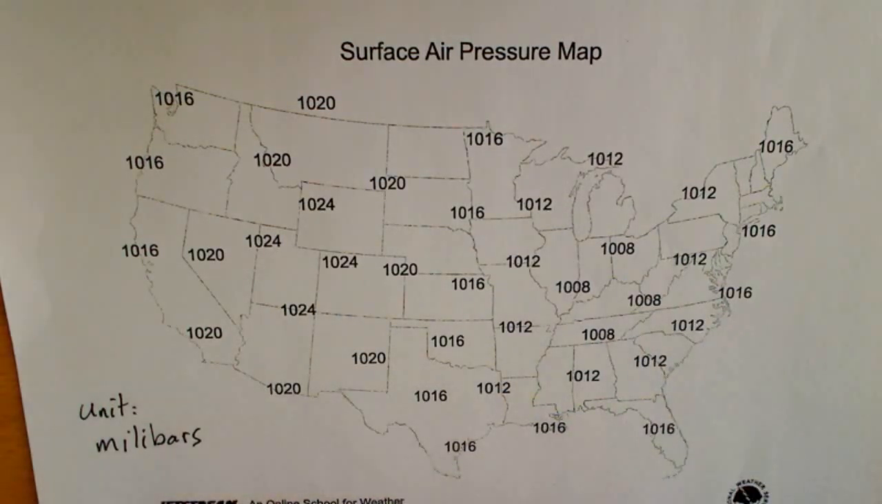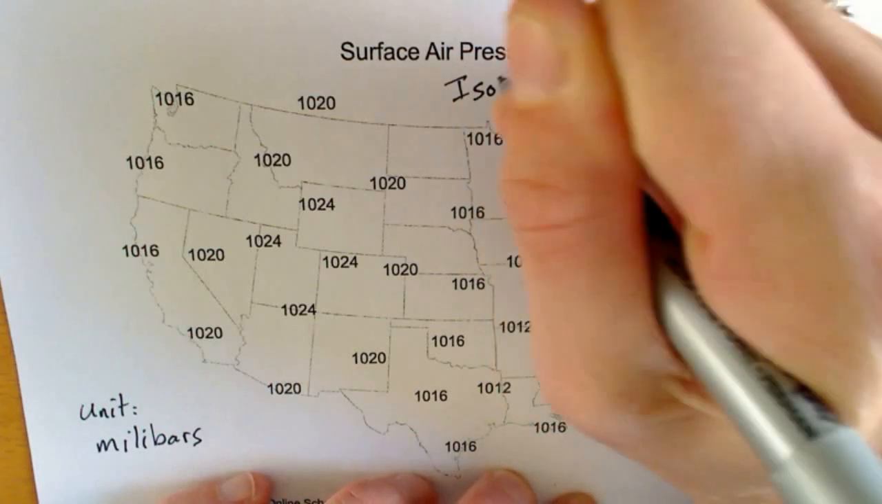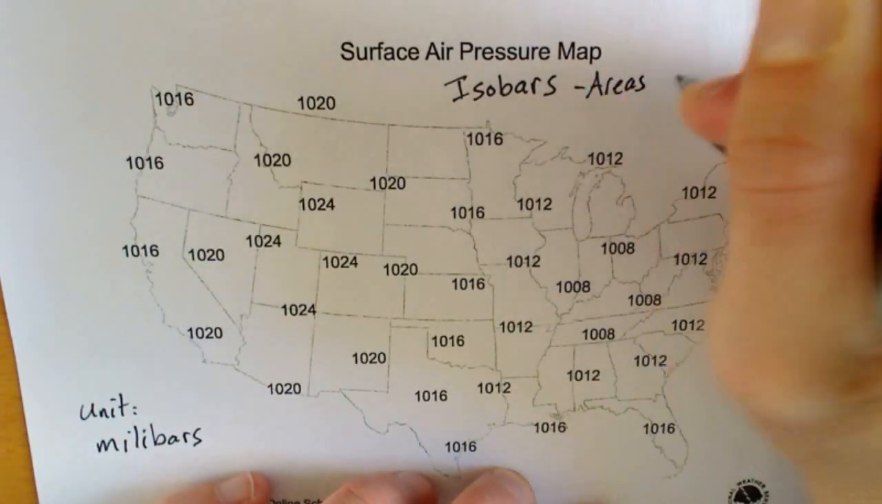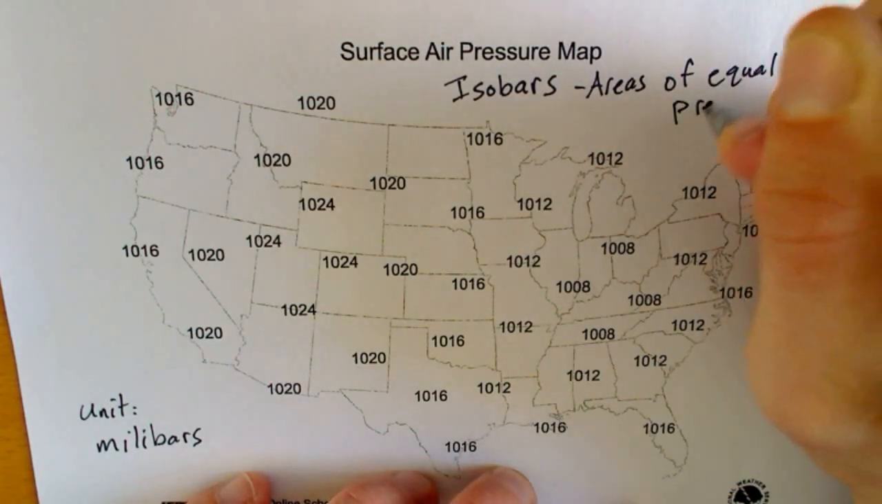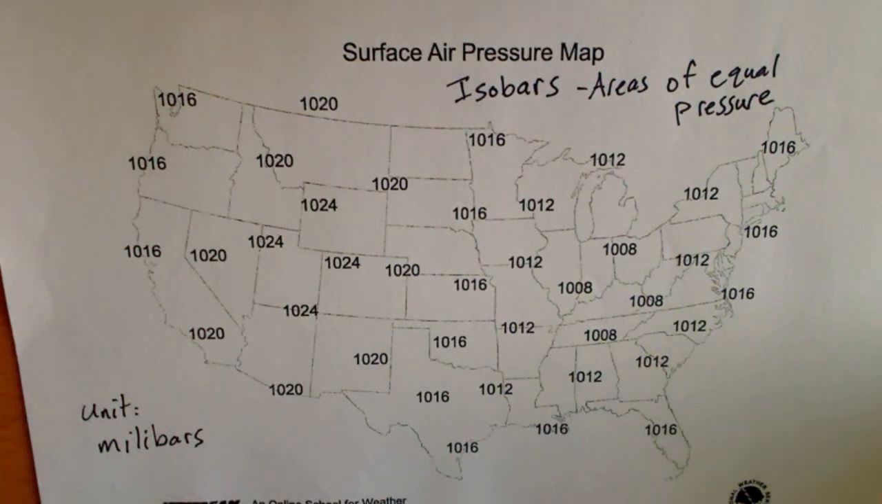And to connect these to the areas of equal pressure, we're going to use isobars. So this is areas of equal pressure. Good, you can see that. Okay, so I'm using my black pen for this right now. I want to connect up and look and see where I see areas of equal pressure.